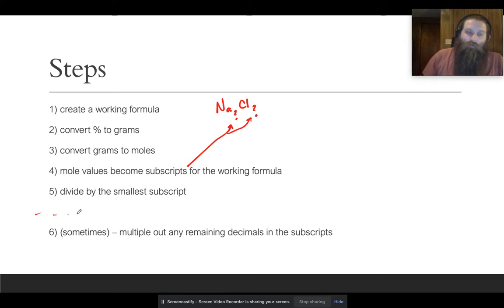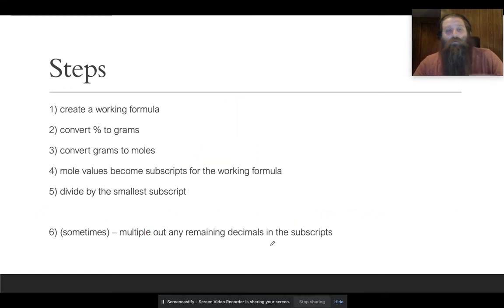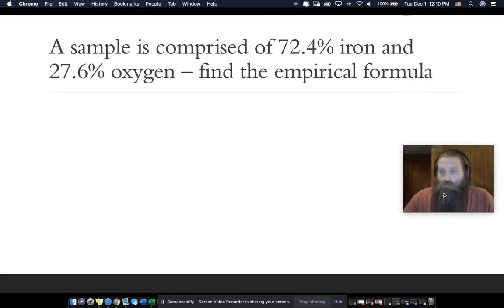Now, sometimes that doesn't give us the magical whole number formula that we want, in which case we need to multiply out any remaining decimals that are in the subscripts, and we'll look at all that. So here are the steps. You'll probably want to refer to this a couple times. So let's jump in and do one of these.